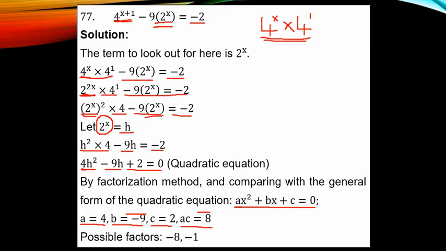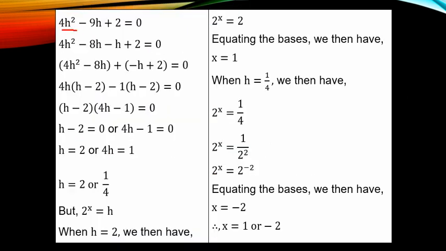So that is the possible factors. Minus 8 minus 1. So let's continue. So we have the equation here, and our possible factors are minus 8 minus 1. What we do is that we replace or display the middle term using the factors in terms of h. That is minus 8 minus 1. In terms of h, we replace minus 9h.